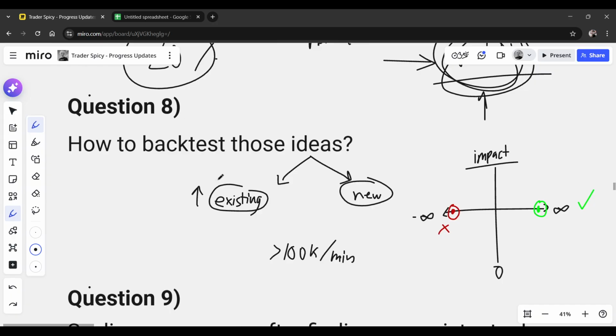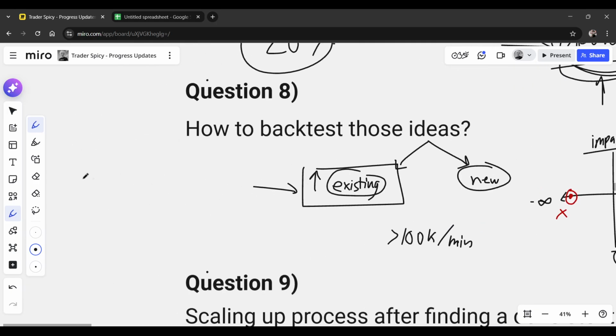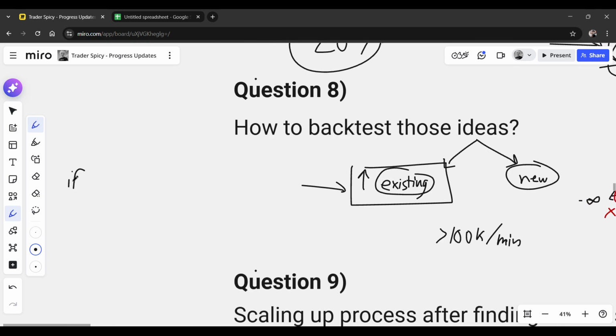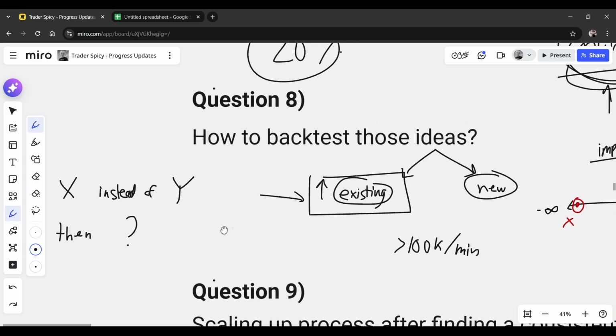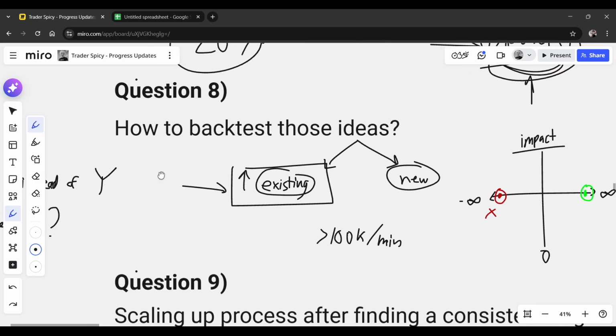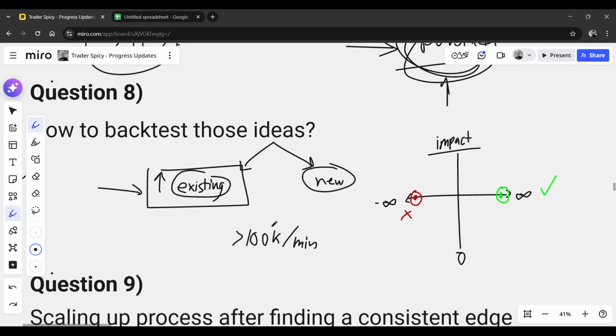Okay, now that we got that out of the way, again, just to keep things simple, I'm just going to focus on improving an existing strategy. So the framework will look like this: if I did X instead of doing Y, how does that impact my performance? So this is the structure. If I did X instead of Y, how different would my performance look, or how much impact would this idea actually have on my performance?